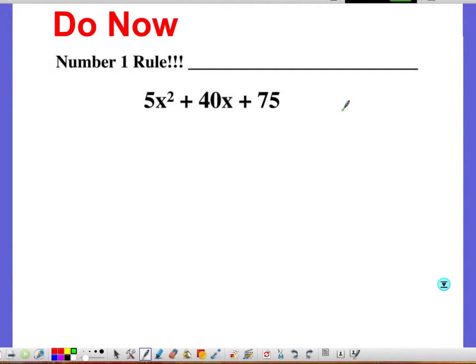So let's do another example. And I wanted to show you this number one rule. The first thing you want to do before you factor a quadratic equation is you want to take out the greatest common factor. So in order for this method to work, you have to have the greatest common factor taken out.